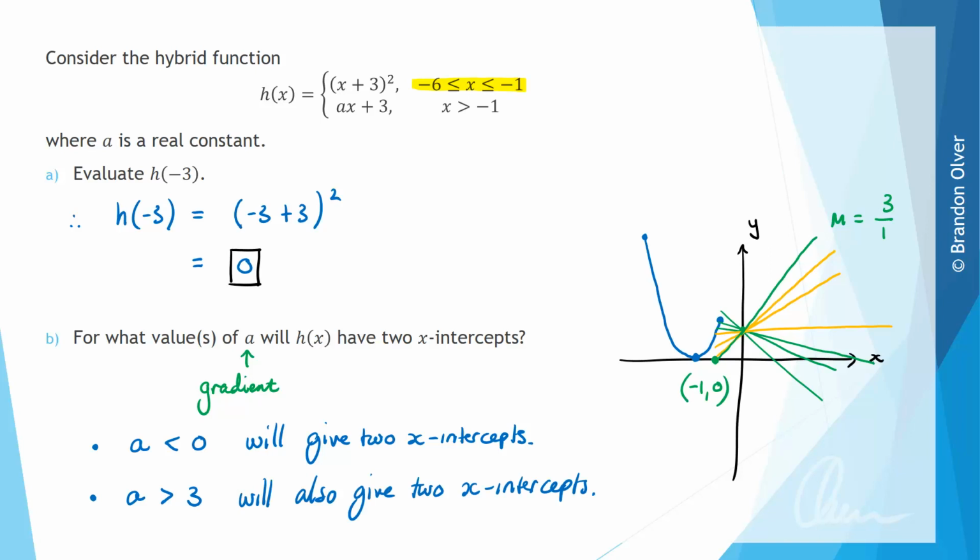And just to elaborate on that second dot point, if we drew another gradient here that was maybe +4, that graph would come down and it would have another x-intercept just here. And the same would be true for +5, etc. So that would go on and on.